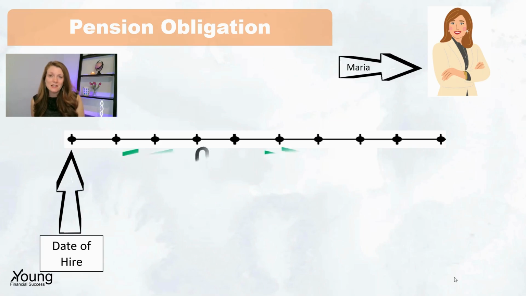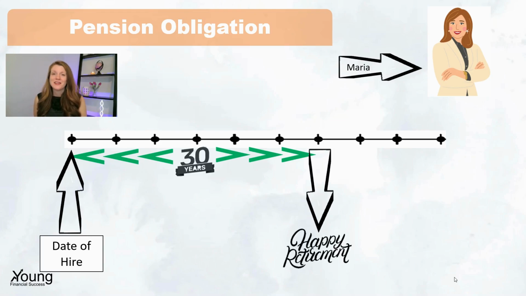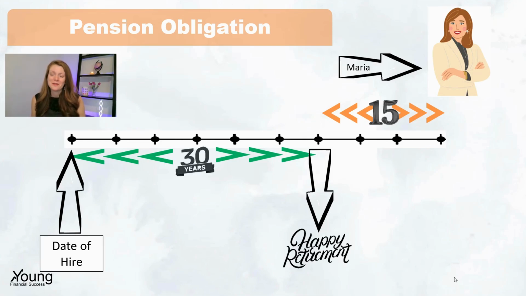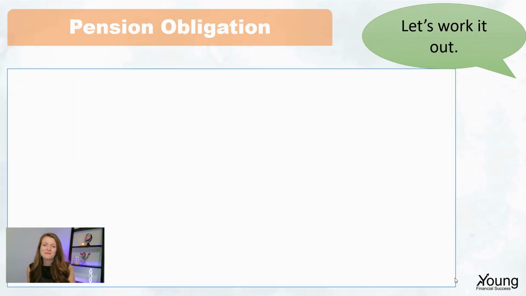So we've got the date of hire, and then she's planning to stay there for a full 30 years. So then it'll be happy retirement party for Maria. Then 15 years later, she'll be passing away. So she has 15 years that the actuary is expecting her to live after retirement. So let's work through these numbers with Maria.